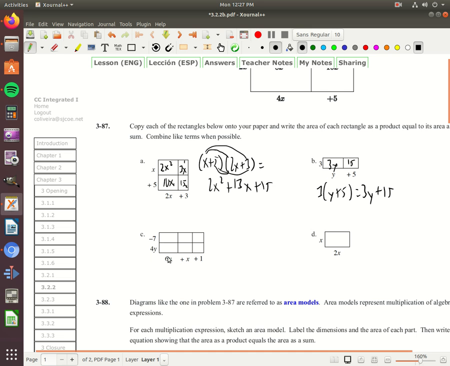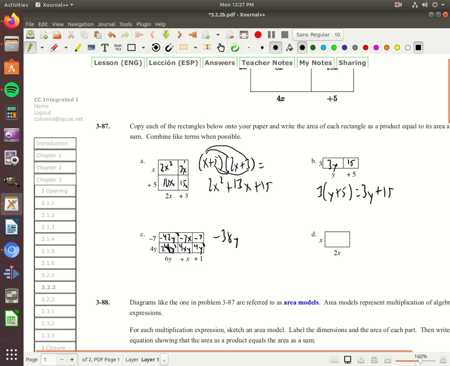Here, I'm going to get negative 7 times 6y is negative 42y. Negative 7 times x is negative 7x. And negative 7 times 1 is negative 7. Here I get 24y squared. I get 4xy. And I get 4y. And again, now the trick is I need to combine like terms. So do I have any other y's? I do. So I'm going to combine all these y's, and I'm going to get negative 38y.